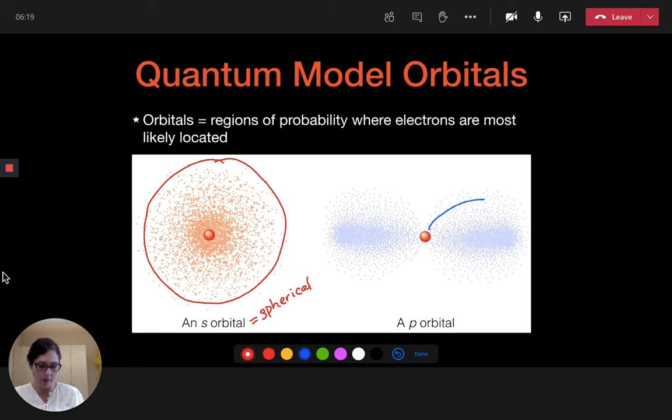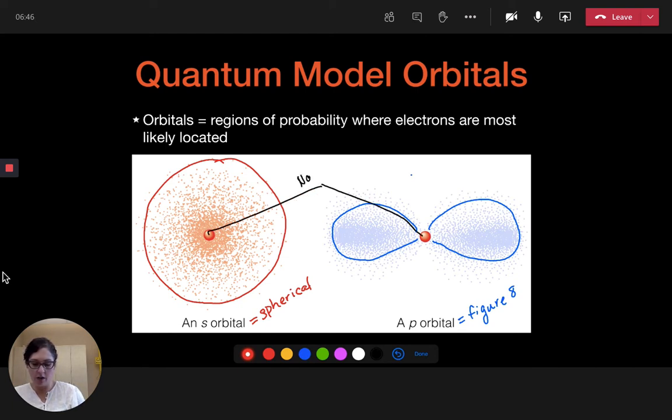Then we have this p orbital. The p orbitals, we call them figure 8 or maybe dumbbell. Either way works fine for those. You'll notice at the very center is the nucleus, and remember, there are no electrons in the nucleus.